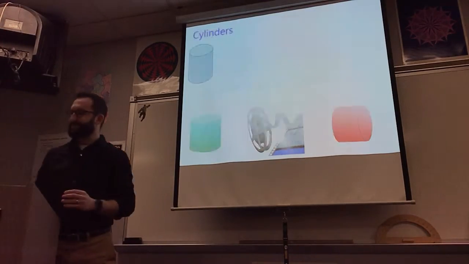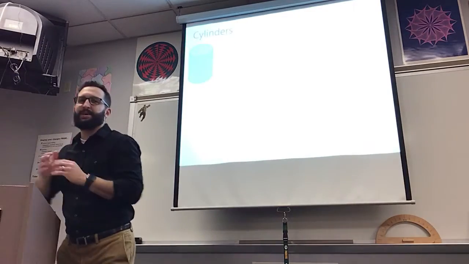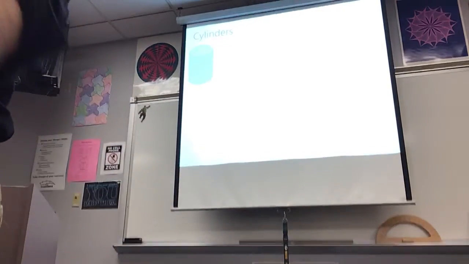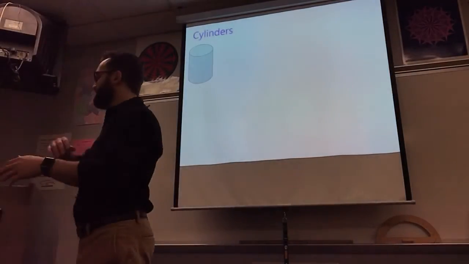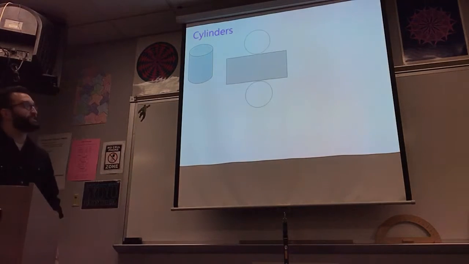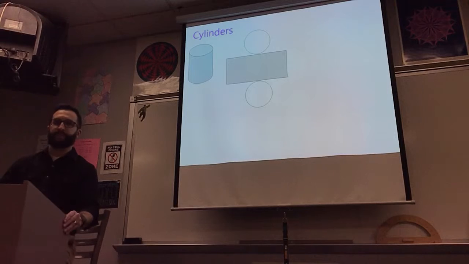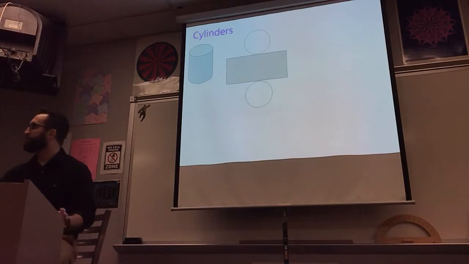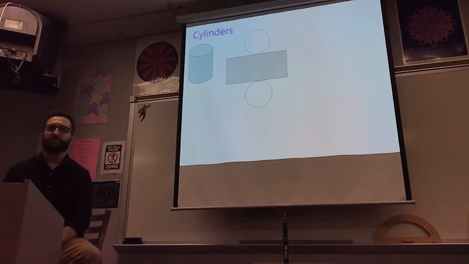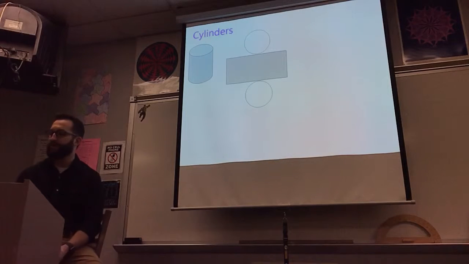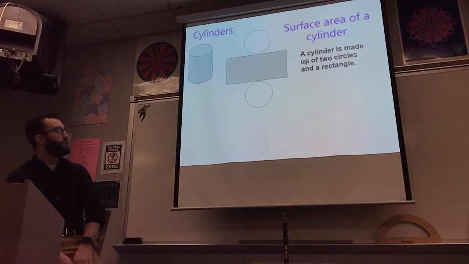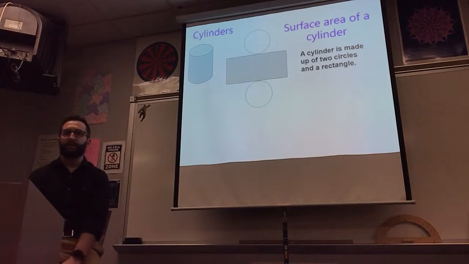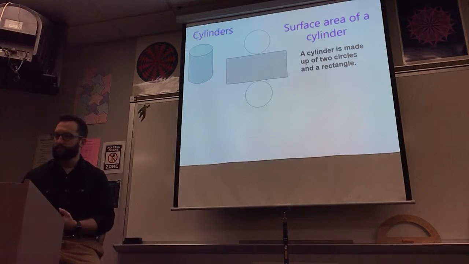So we're talking about cylinders. All right, there we go. This is the net for the cylinder. We saw that yesterday, didn't we? We saw that the net was made up of 2 circles and a rectangle. So I want you to draw that. Surface area of a cylinder is made up of 2 circles and a rectangle. All right, I want you to draw that net.